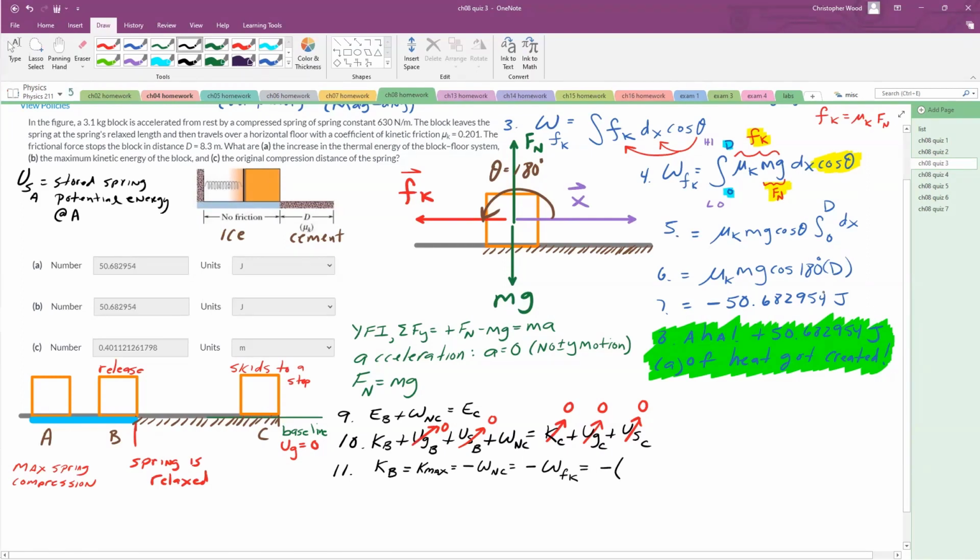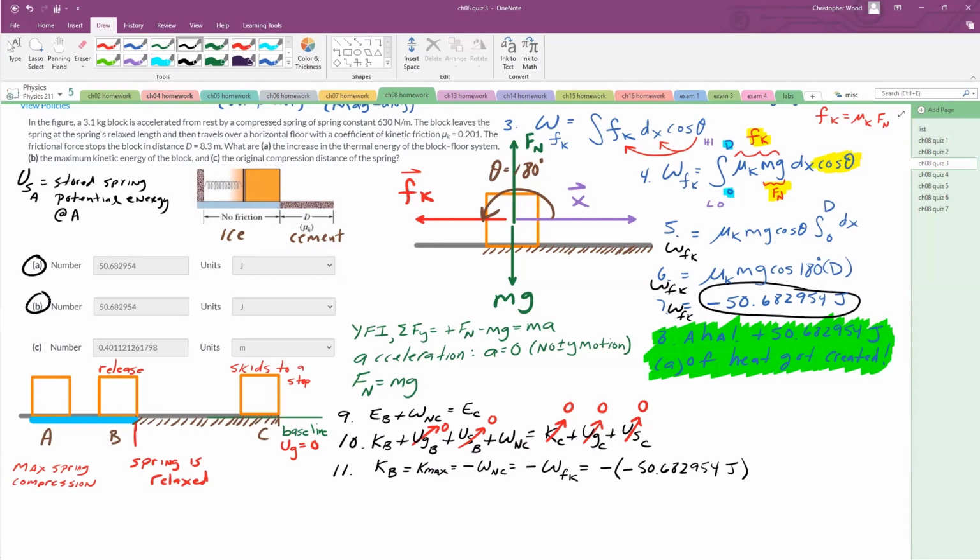The work done by friction is sitting right there in step 7. This was the work cranked out by kinetic friction, negative 50.682954. And that's our answer. That's why you can see the answer to part A and B are the same. But you had to go through these steps to show why they were equal. You could maybe describe it, but you have to show it analytically.